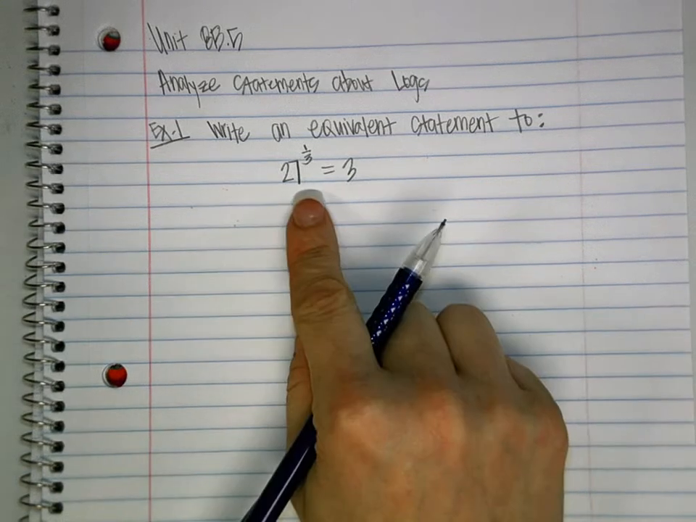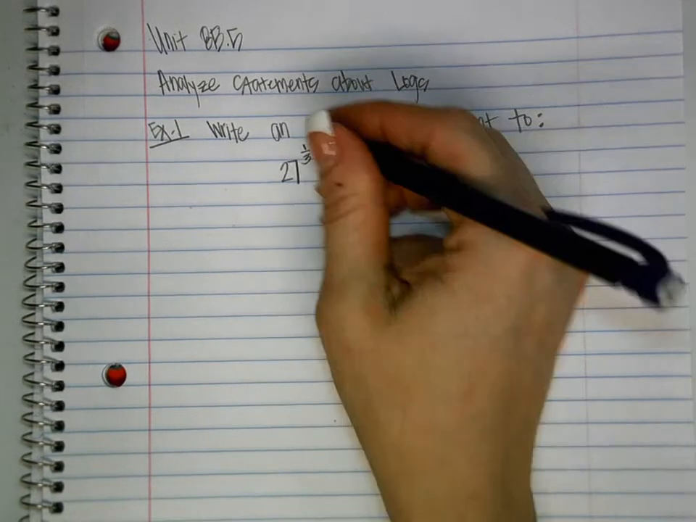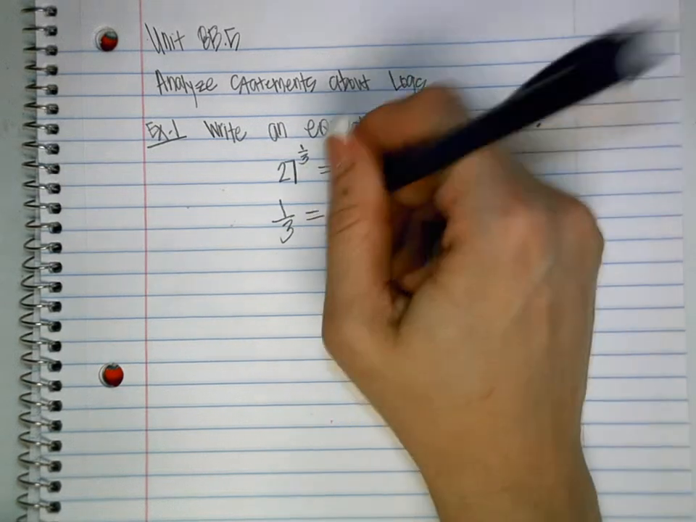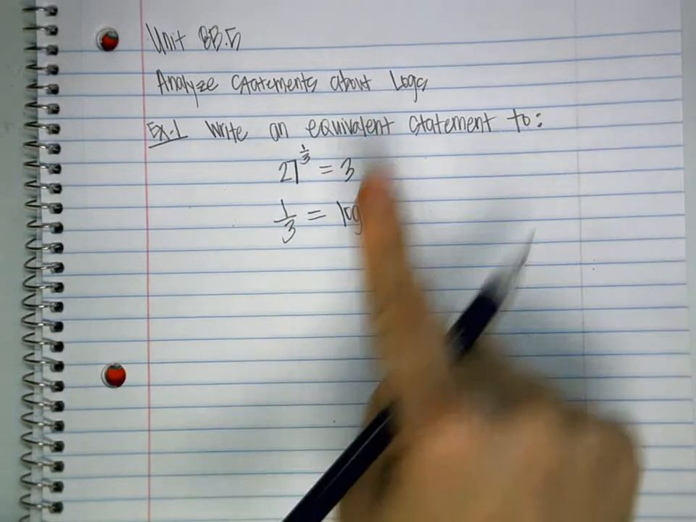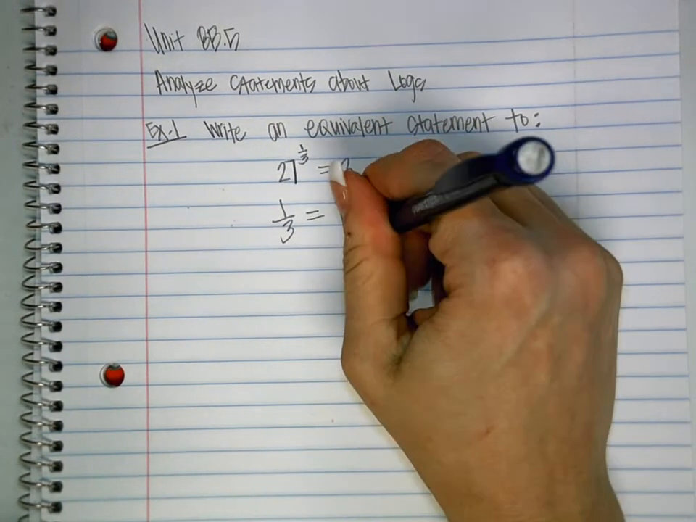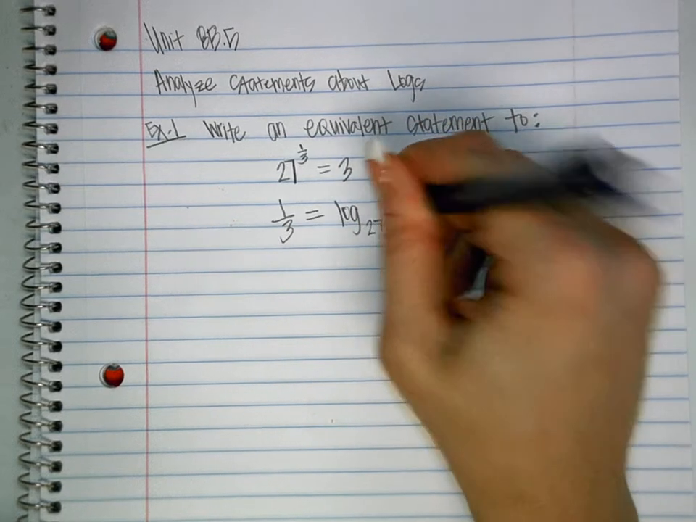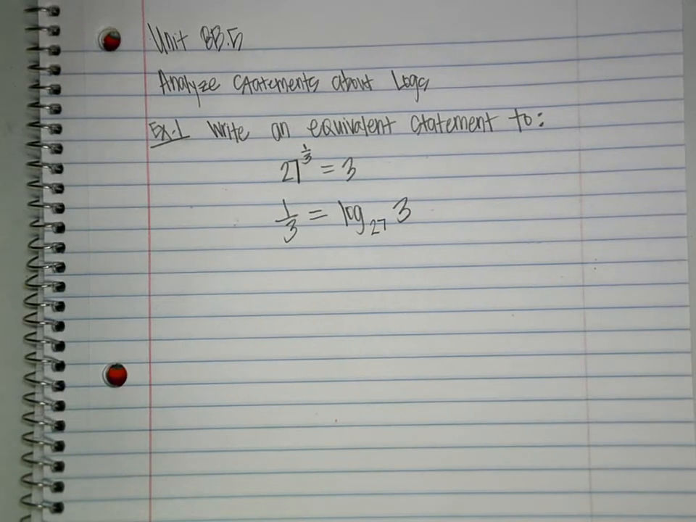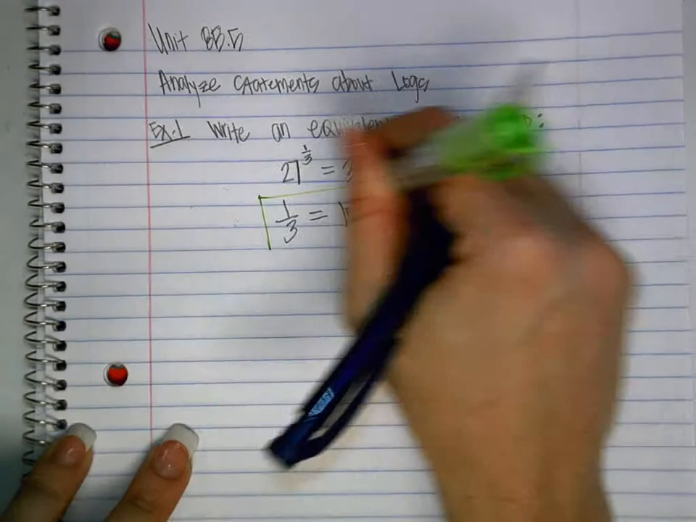So we're just going to do this backwards. So 1/3 is the exponent on 27, so you write 1/3 equals log base 27 of 3. That's it. Okay, first couple should be very simple on your homework for this. You're only going to have 11 questions.